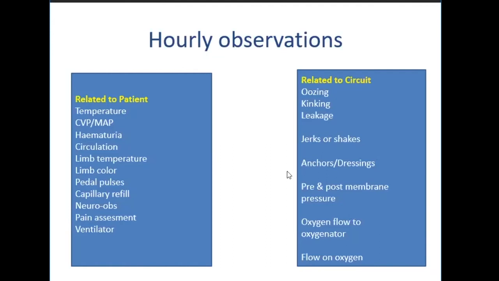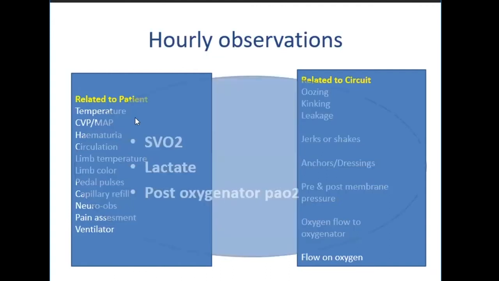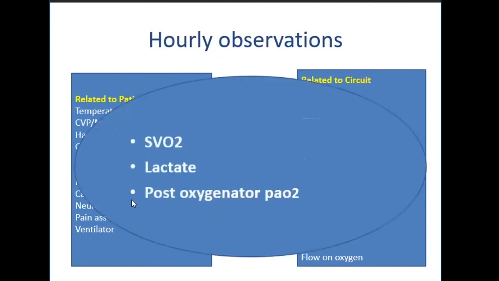And also these parameters: SvO2 and the lactate, which indicate the global perfusion state, and the post-oxygenator PaO2. That means the capacity of the oxygenator to achieve a particular PaO2 is important to monitor in ECMO patients. So these are the parameters which are mandatory to monitor in ECMO patients.